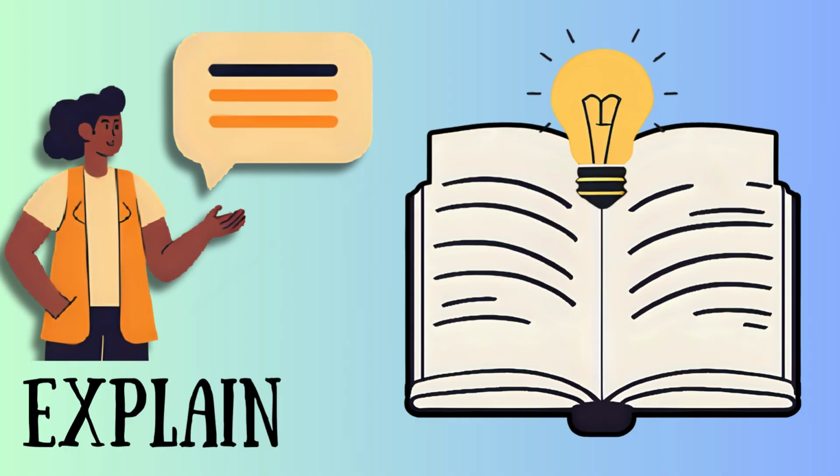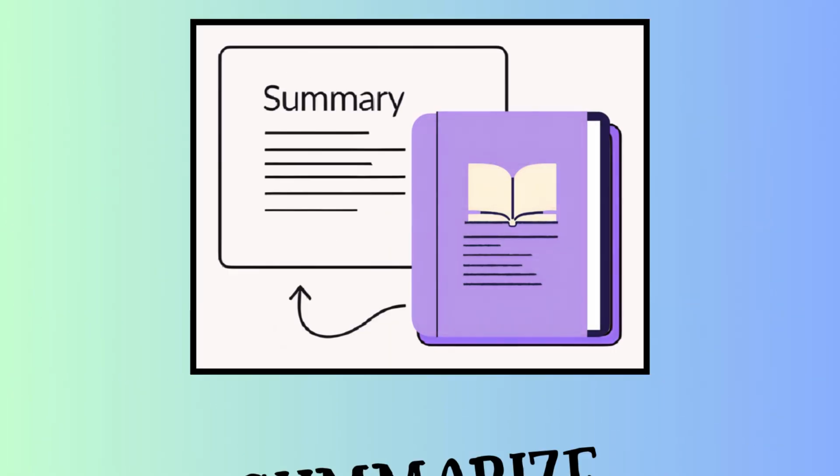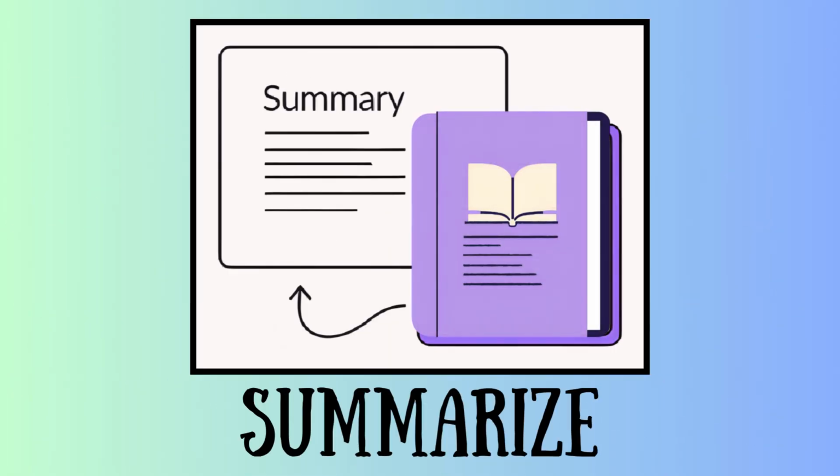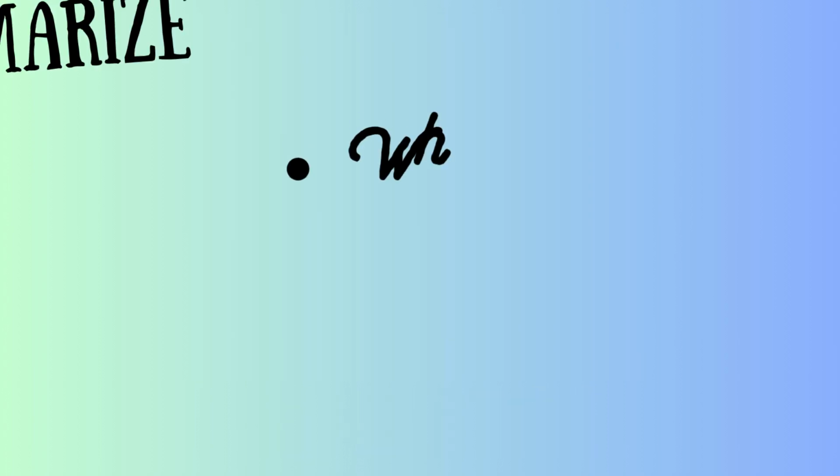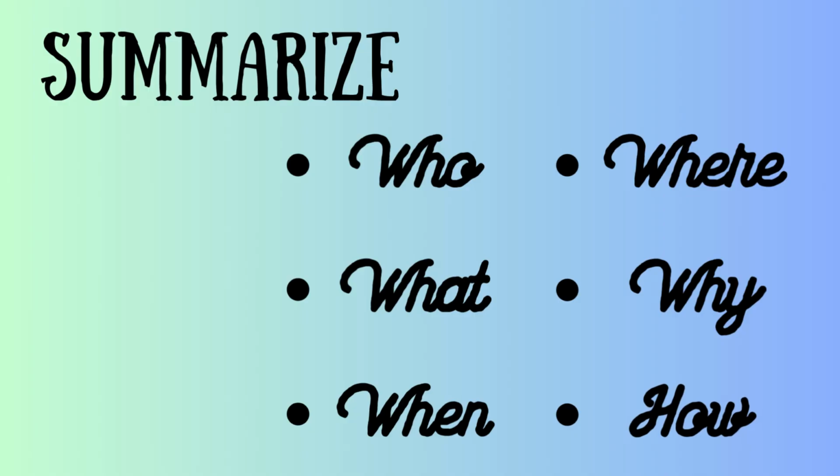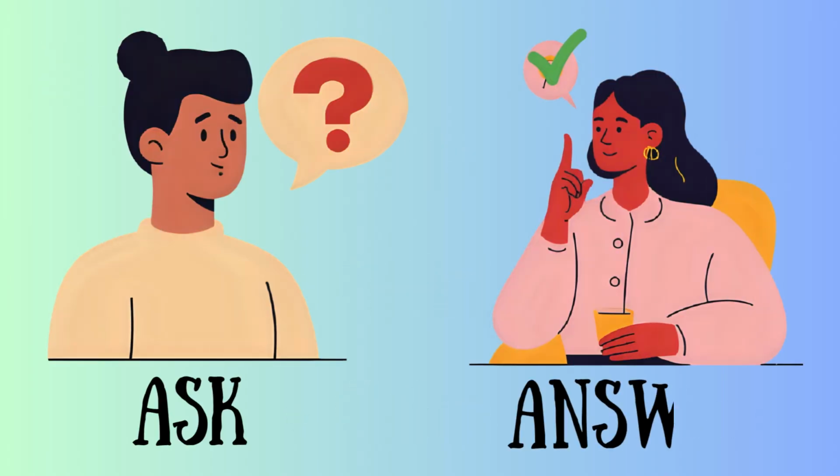In English language arts, students often explain their ideas about a story or a text. They summarize by telling the main points without extra details. When they summarize, they usually answer questions like who, what, when, where, why, and how.